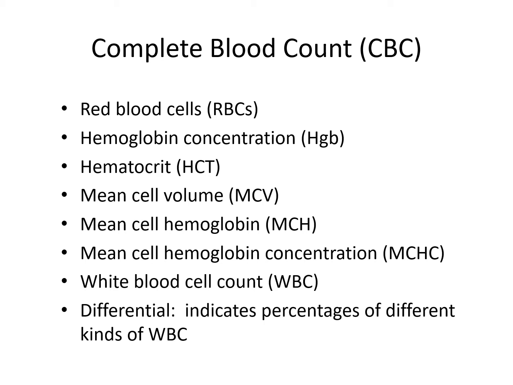This is going to include red blood cells, or RBCs, hemoglobin concentration, HGB, our hematocrit, HCT, mean cell volume, MCV, mean cell hemoglobin, MCH, mean cell hemoglobin concentration, MCHC, our white blood cell count, or WBC. And again, we'll be looking at our differential, which indicates percentages of different kinds of white blood cells, so our ratio.